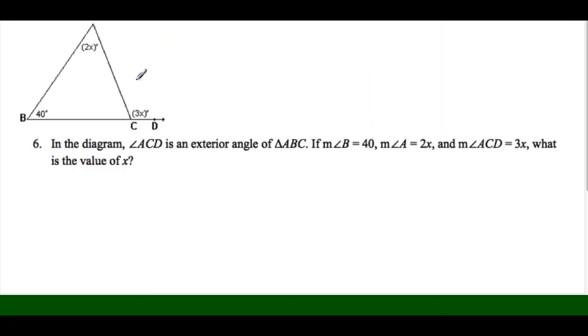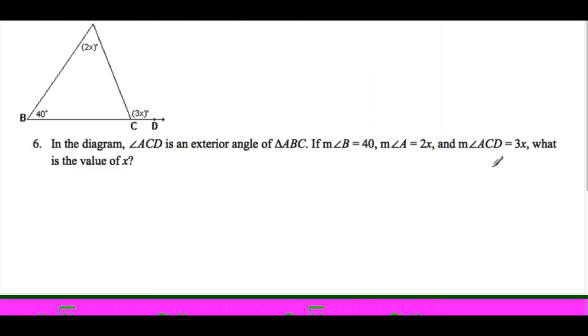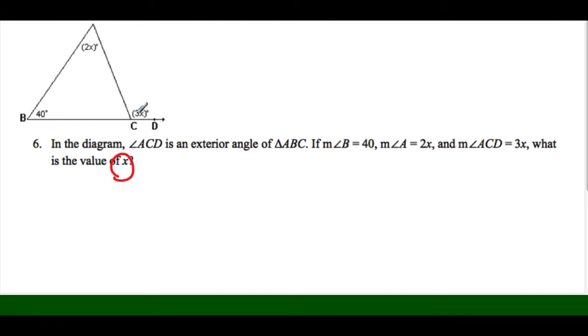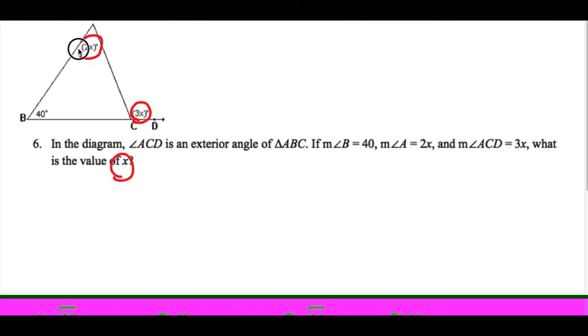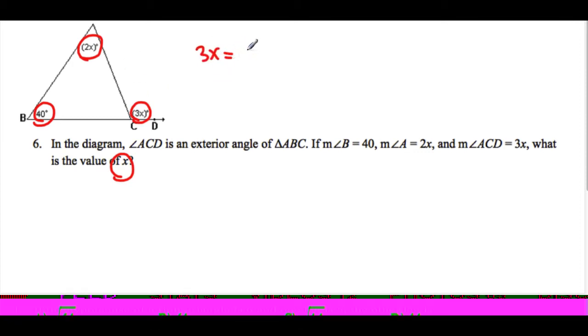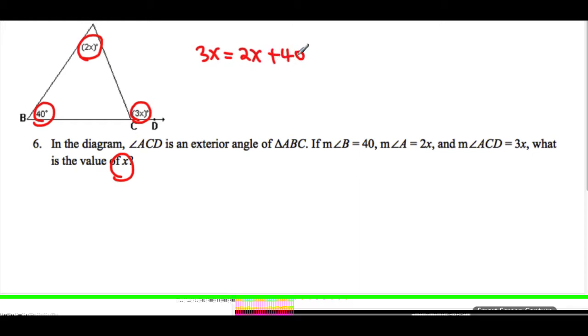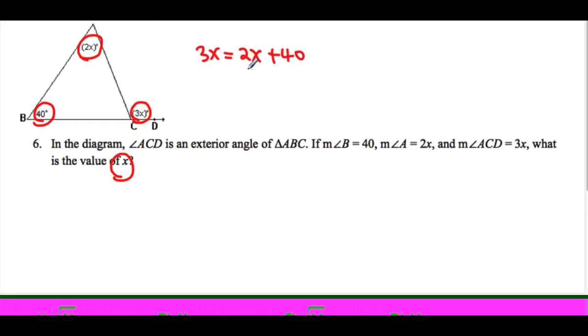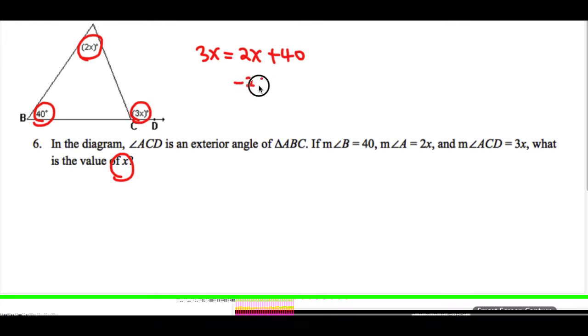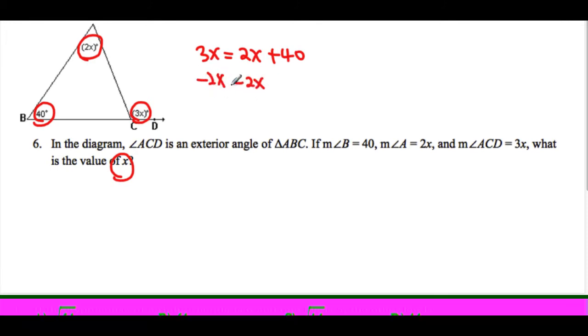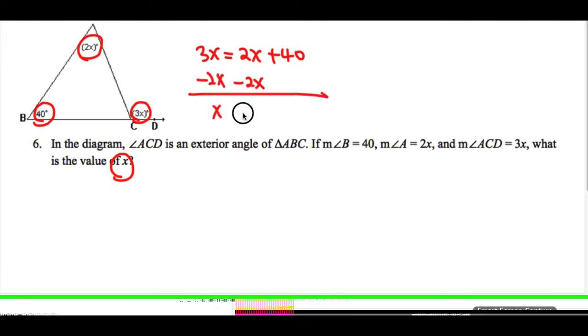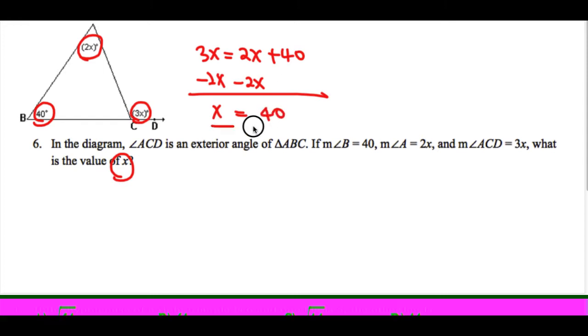All right, number 6 here. What is the value of x? Notice that this is 3x, the exterior angle. These are the two remote angles. Once again, then 3x must be equal to the exterior angle, the sum of the two remote angles, 2x plus 40. Now, how are you going to do this one? Subtract 2x. Then x will be equal to simply 40. That's it. That's all you had to do.